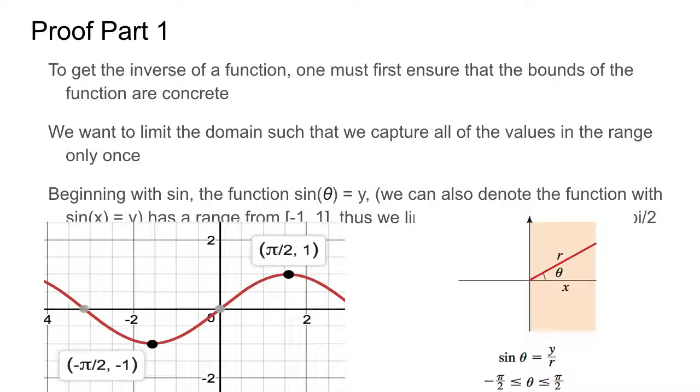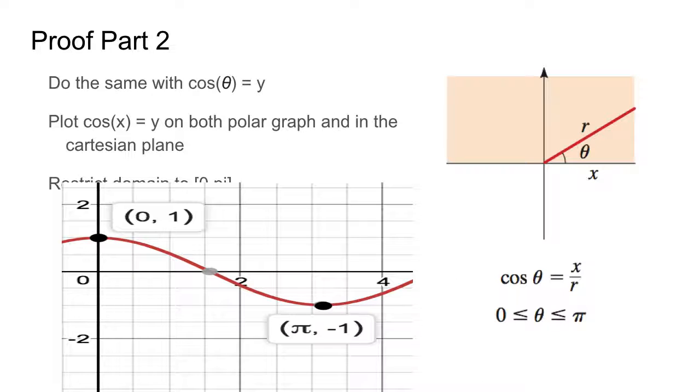So next we will do the same thing with cos theta equals y. And here, looking on the Cartesian graph again, we can see that the graph goes between a maximum of 1 and negative 1. And again, we set a domain so that when we create an inverse function, there's only one possible output for every input that we put in.